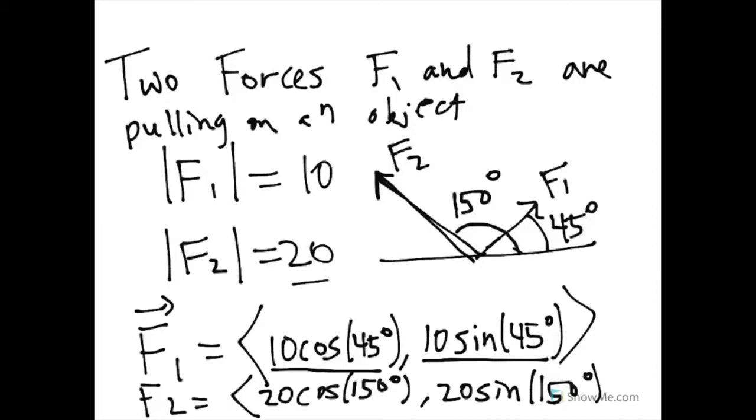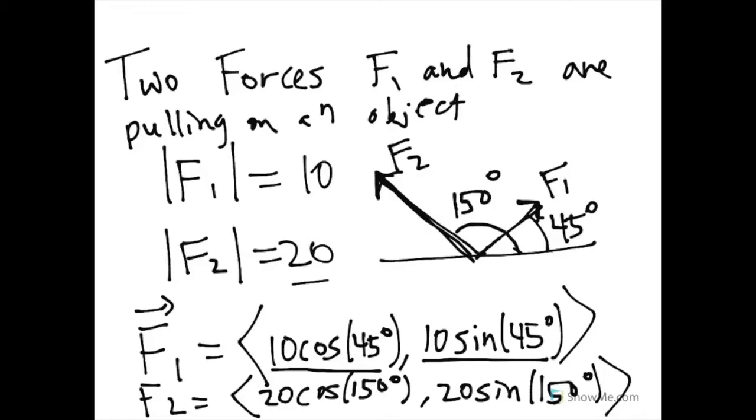So that's one of a couple of different ways you could write these two vectors. And the question is, where is this object going to end up? The object is getting pulled strongly in the F2 direction, but it's also getting pulled in the F1 direction, not quite as strongly, but that still matters. And this is why we talk about combining vectors together.